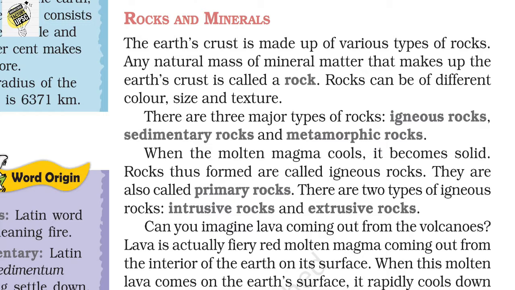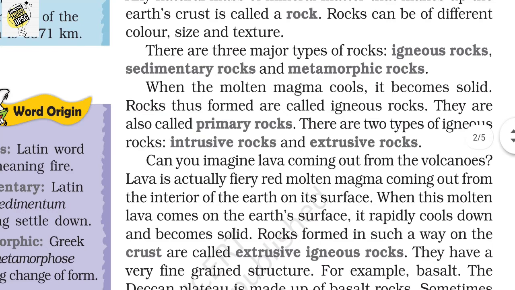Rock can be of different color, size, texture, etc. There are three major types of rocks. They are igneous rock, sedimentary rock, and metamorphic rock. The root words of these three rocks we have already discussed: igneous means fire, sedimentum means to settle down, and metamorph means change of form.